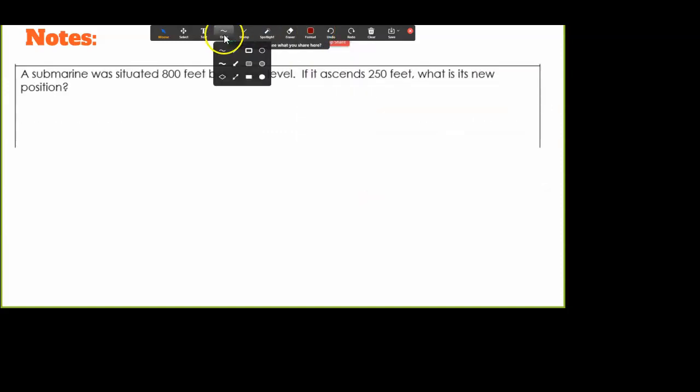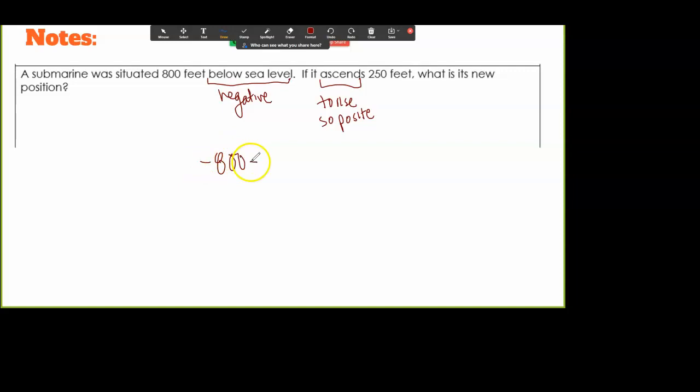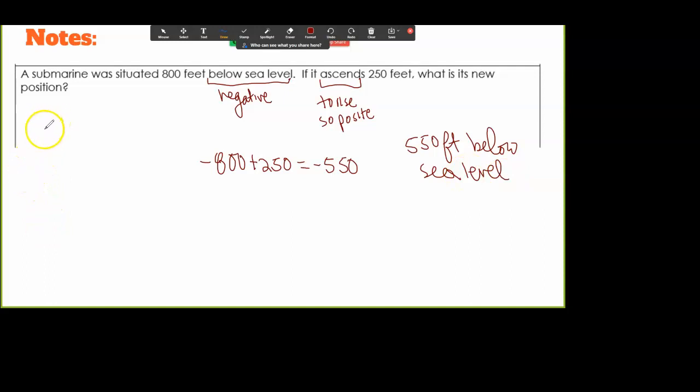Similar situation here. The submarine is 800 feet below sea level. It ascends 250 feet. Below sea level is going to be negative. Ascend means to rise, so positive. So I have negative 800, and then it rises 250, so I have negative 550. So it's 550 feet below. If it helps you, you could think of it like a number line. I'm at negative 800, I'm going to go up 250, and I'm now at negative 550.